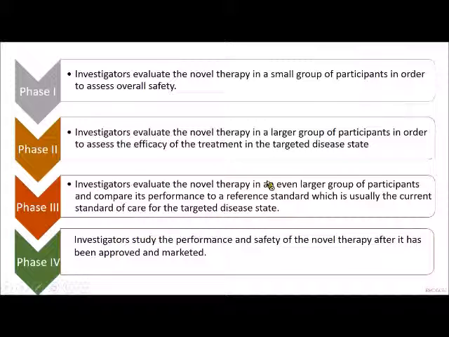And Phase 4, investigators study the performance and safety of the novel therapy after it has been approved and marketed. This type of study is performed in order to detect long-term outcomes and effects of the therapy. It's often called post-market surveillance and is in fact not an RCT at all, but a less formal observational study.